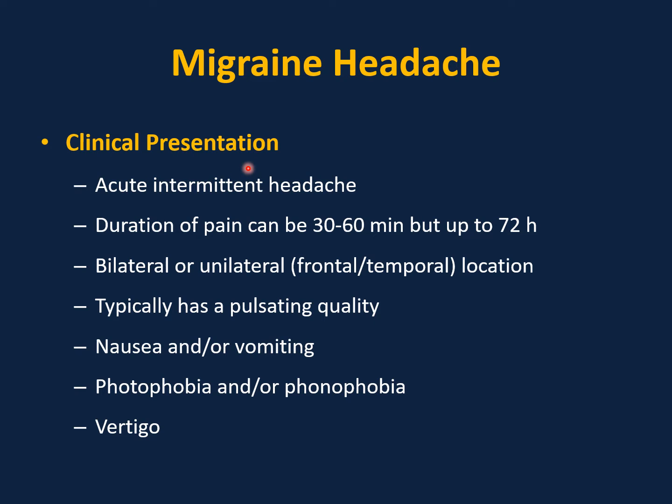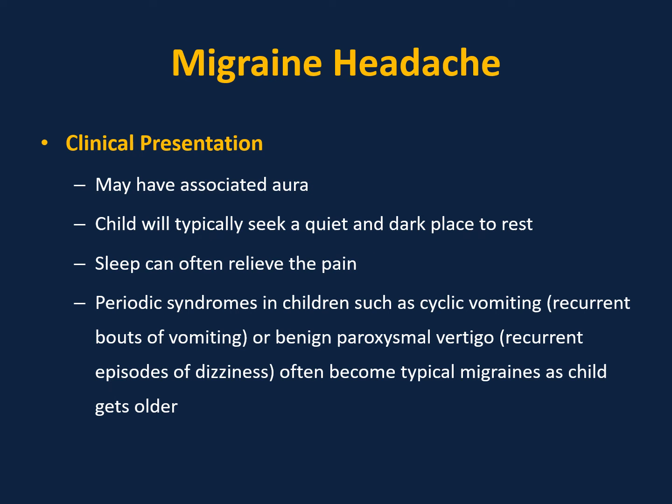The clinical presentation of migraine headache: acute intermittent headache, comes and goes. The duration of pain varies, can be as little as 30 to 60 minutes, up to 72 hours or even longer. The headache can be located bilaterally or unilaterally, so it's not necessary to be unilateral, as it is well known. Typically has a pulsating pattern, may be associated with nausea and vomiting, photosensitivity or light sensitivity and sound sensitivity, and vertigo. Migraine can be associated with aura, and I will explain that in the next slide.